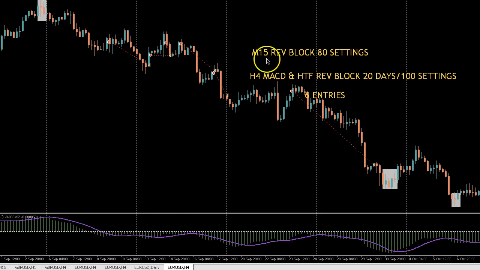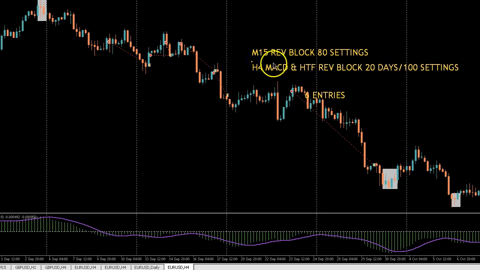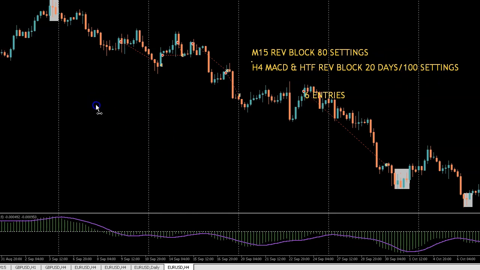So in here, all I did was the M15 reversal block, again the same thing, but now I used the MACD, with the same settings. The only thing that I added in here was the higher time frame reversal block, the 4-hour reversal block with 20 days and 100 settings. Whenever we have a block, that's already giving me a reversal on a trend. So that's already giving me a heads up that we're reversing. We shouldn't be looking for any buying opportunities anymore after this block.